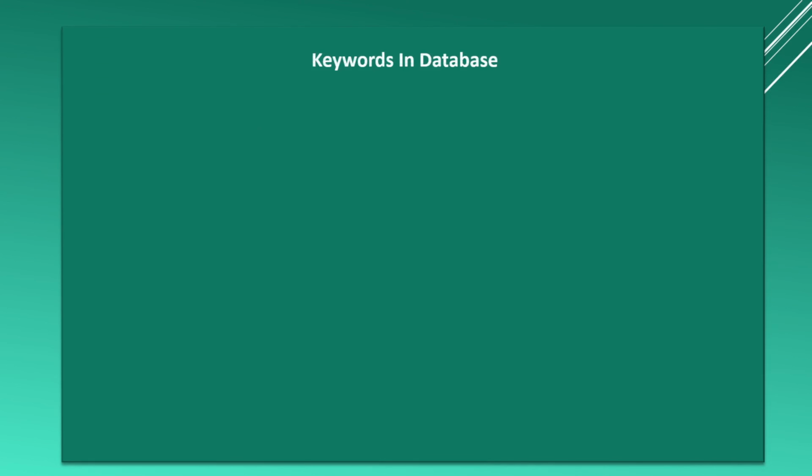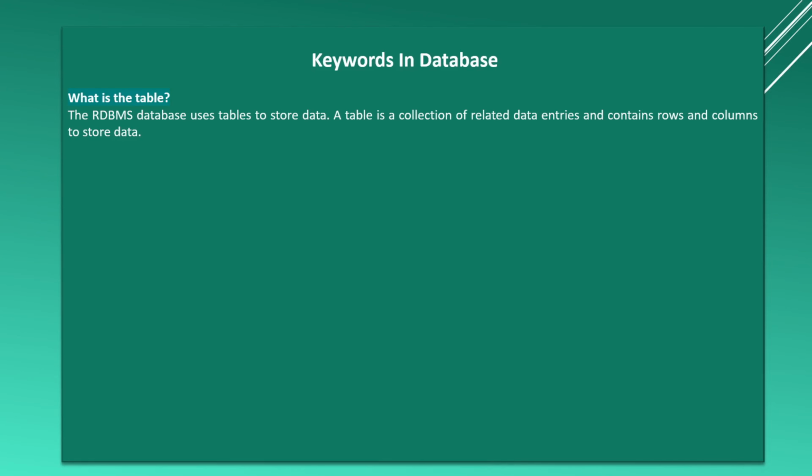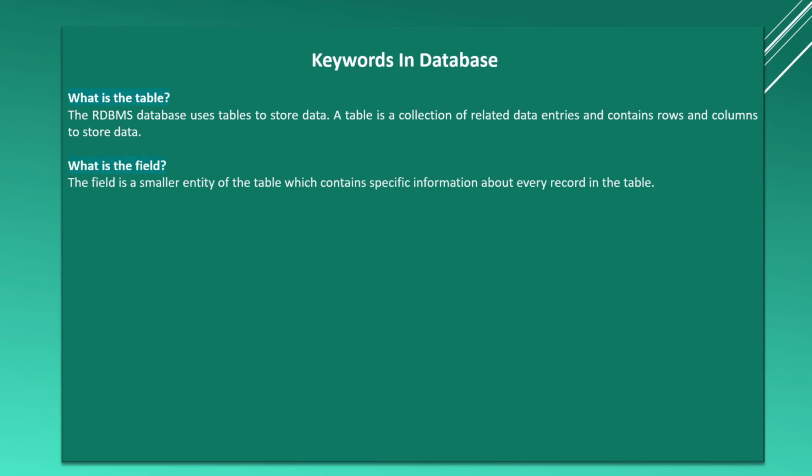In database, there are some keywords. Let's know one by one. First is table. What is table? In RDBMS database, we use table to store the data. Table is a collection of related data. Next is field. What is field? The field is a smaller entity of the table which contains the specific information about the record in the table.